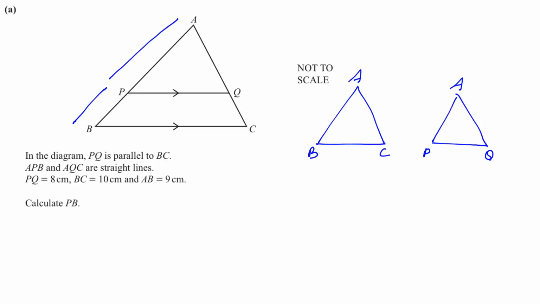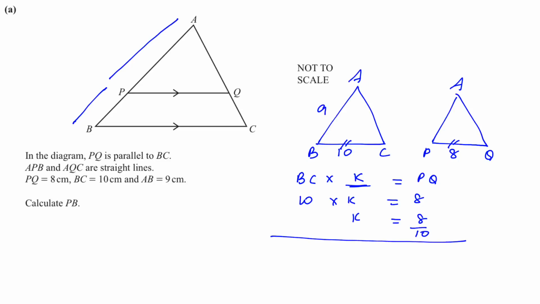Now let's write down what's given to us. BC is 10, PQ is 8, and AB is 9. What are the corresponding sides? BC and PQ. BC multiplied by something gives us PQ. This is our scale factor and that we need to find. So 10 times k is equal to 8. k is equal to 8 over 10. It's okay if you don't simplify it, you can just leave it like that.